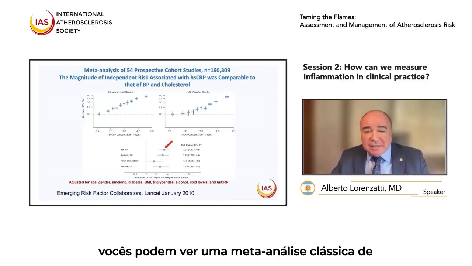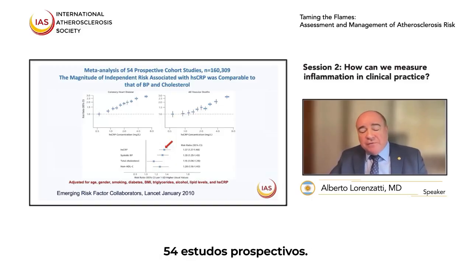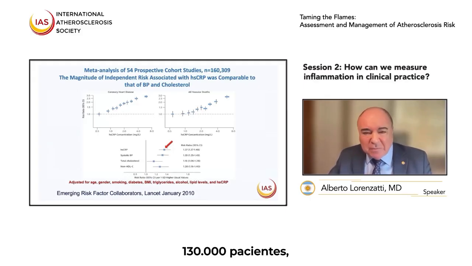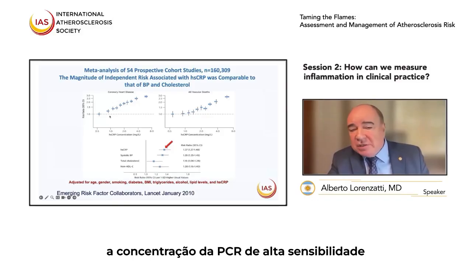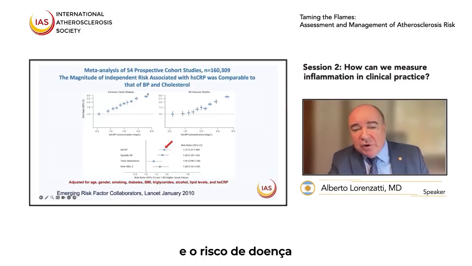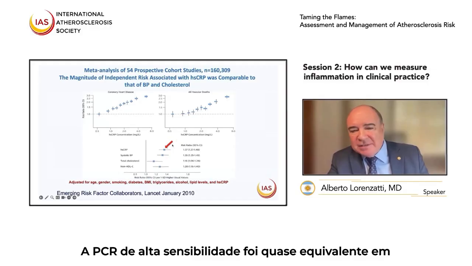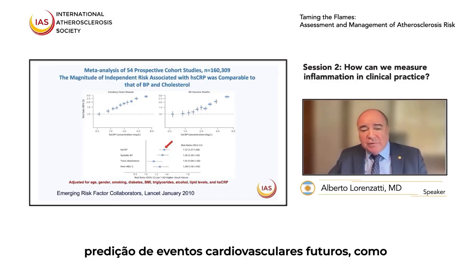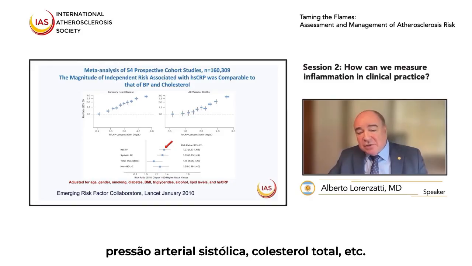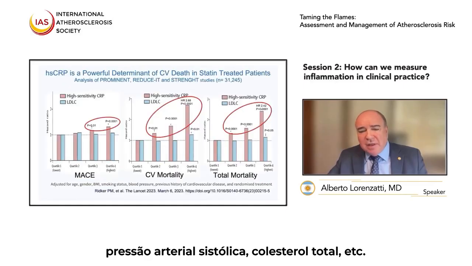Here you can see a classical meta-analysis from 54 prospective studies, 130,000 patients. You can see the relationship between high sensitivity CRP concentration and the risk of coronary heart disease was almost linear, and high sensitivity CRP was almost equivalent in terms of the prediction of future cardiovascular events to systolic blood pressure, total cholesterol, etc.